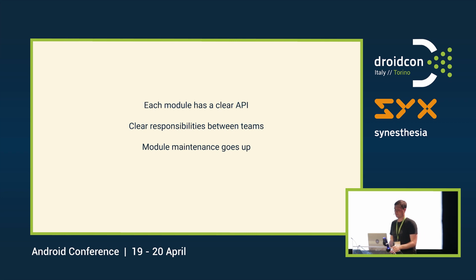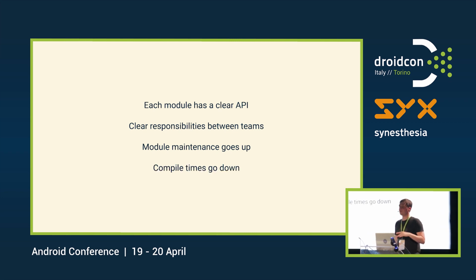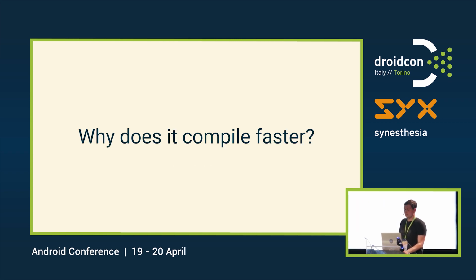That is, of course, going to go up. Overall, I would say compile times will go down. Not necessarily a clean compile time. That will not change much because you will still have the same amount of code in the end if you modularize. But an incremental compile should theoretically be much faster. So you might ask why? Why does it compile much faster?